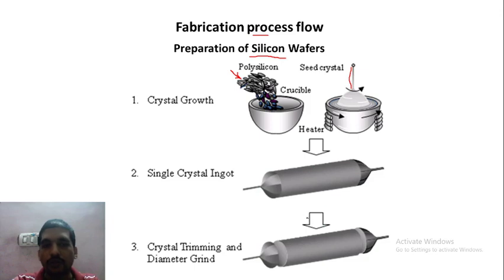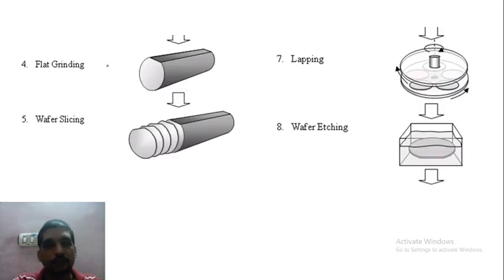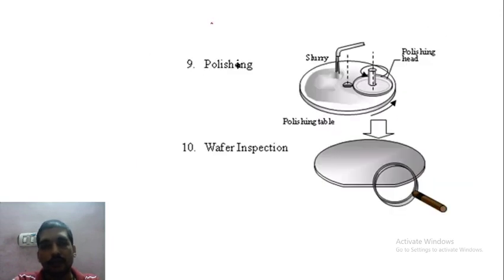So a single crystal ingot forms, and the first step is now to cut the sides because these are not exactly circular. So crystal trimming and diameter grinding take place. Then the next step is flat grinding, primary flat and maybe more flats, then wafer slicing. After slicing, the lapping operation takes place, then polishing etc. Wafer etching, and again at last polishing with the help of slurry material, and final wafer inspection. So finally the wafer is ready.